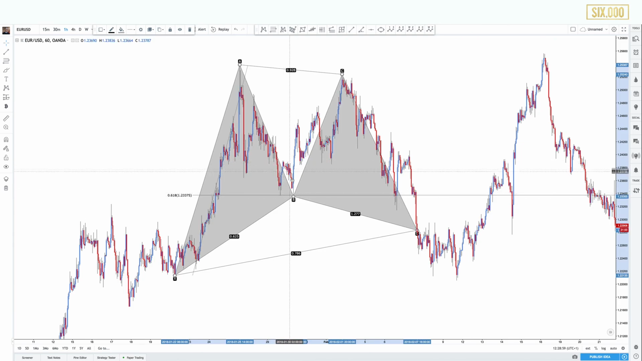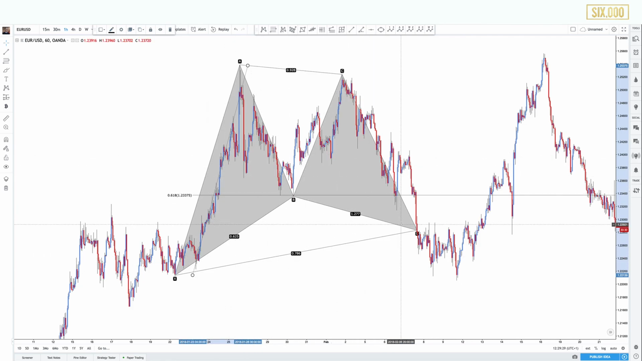We have a move up, followed by a retest of that 618, and that's what defines the B point. And we can see the overall structure of this pattern, very symmetrical. We can see the XAB, the left hand side of the pattern, completes within a similar time period as the BCD, the right hand side of the pattern. And this is something we go over at a later point. For now, we're just looking at this M-type structure.